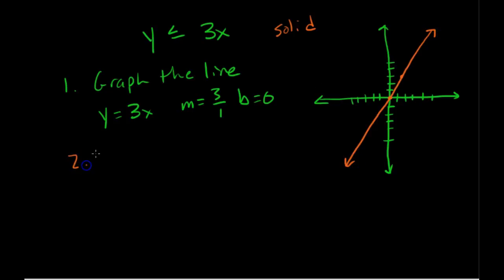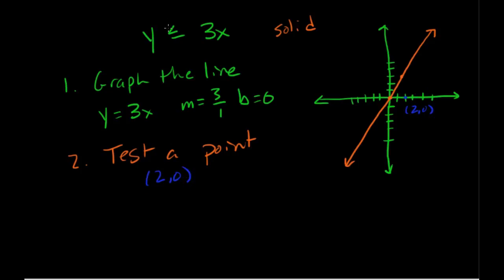Now, step 2 is we want to test a point. Now, the problem here is that 0, 0 is actually a point on our line. So we need to test a point that is not on the line. You have an infinite number of options, but your best options are probably on the axes. So let's take the point 2, 0.